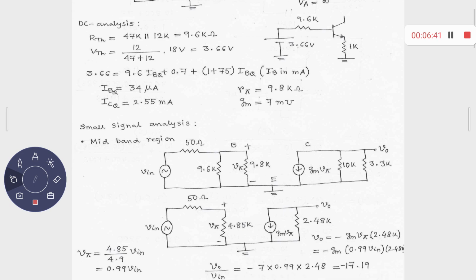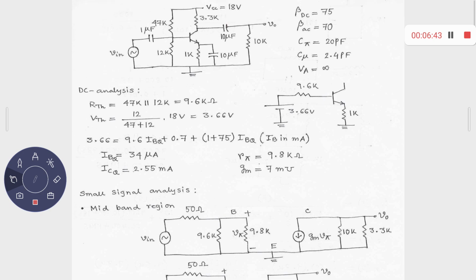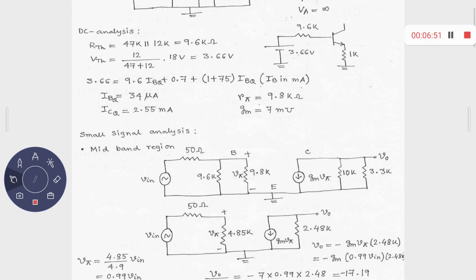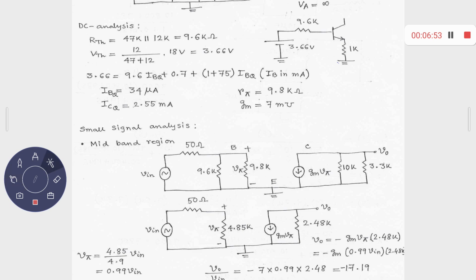Although it is not mentioned, here I am assuming that this input signal source has a signal source resistance of 50 ohms only, right? This 50 ohms is RS, signal source resistance RS. If it is not given, you just consider it to be 50 ohms, right? So this is your base terminal. This is the collector terminal. This is the emitter terminal, in the small signal equivalent circuit.